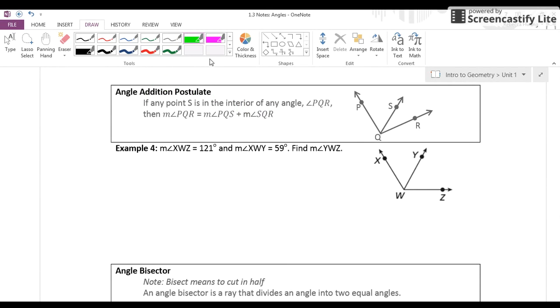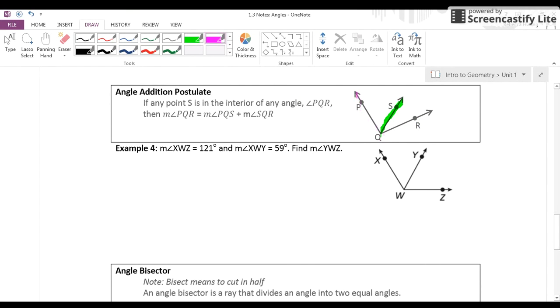Do you remember when we talked about an addition postulate before? Right, that was your segment addition postulate, where the parts add up to the whole. So the same idea here. It can be any angle with a ray going through the interior of the angle, right? So this QS cuts through angle PQR. And that creates two smaller angles.